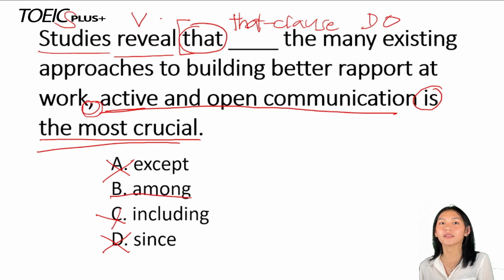Finally, we are left with our last option, which is option B, which has the word among. Among means one of, and if we apply that to our sentence, active and open communication is one of the many existing approaches to building better rapport at work. Again, our final answer is letter B, so if we read the full sentence, we will have, "Studies reveal that among the many existing approaches to building better rapport at work, active and open communication is the most crucial."